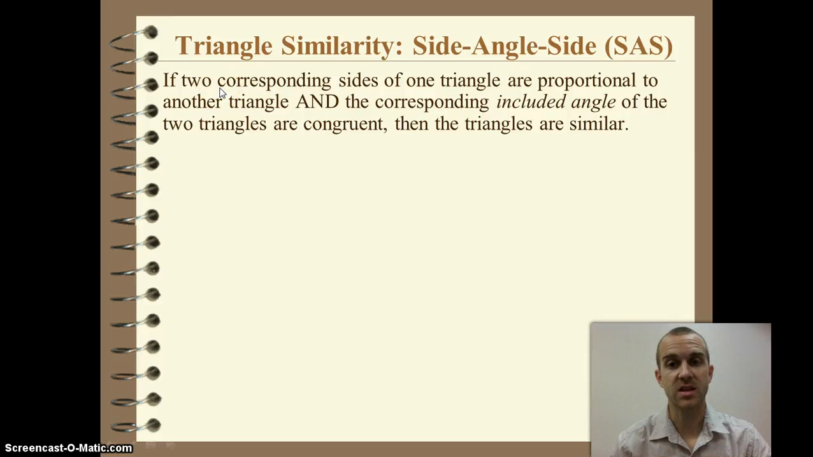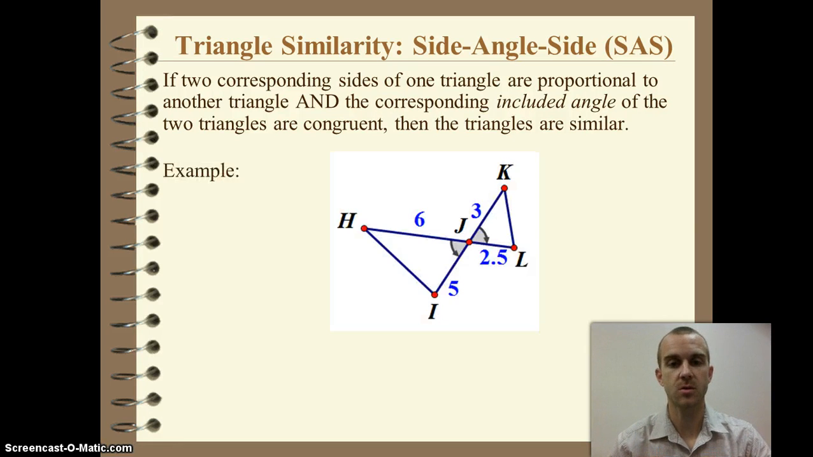Now we have side angle side congruence. We also have side angle side similarity. Same idea. The sides have to be proportional. The included angle has to be congruent.